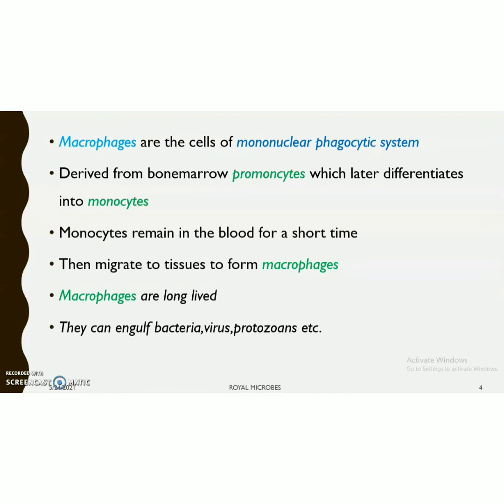Macrophages are the cells of the mononuclear phagocytic cell system and are derived from bone marrow. In the bone marrow we have promonocytes. These promonocytes differentiate into monocytes. Monocytes remain in the circulation for a short period of time and then migrate to tissues to form macrophages. Macrophages are long-lived. They can engulf bacteria, viruses, protozoans and other foreign substances.